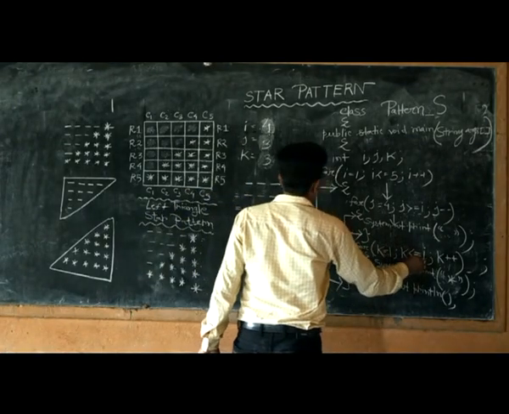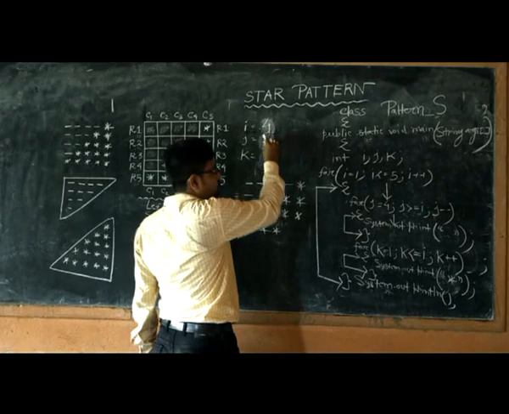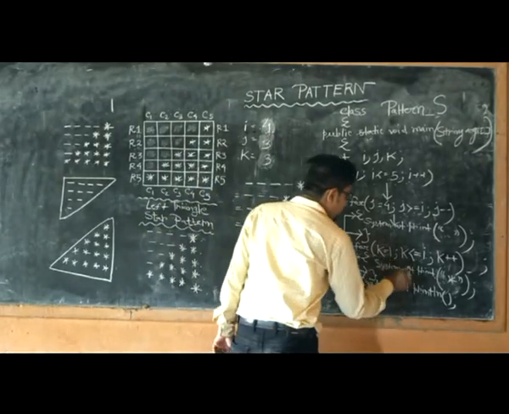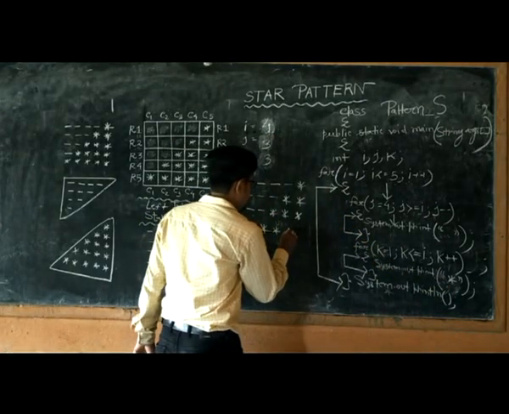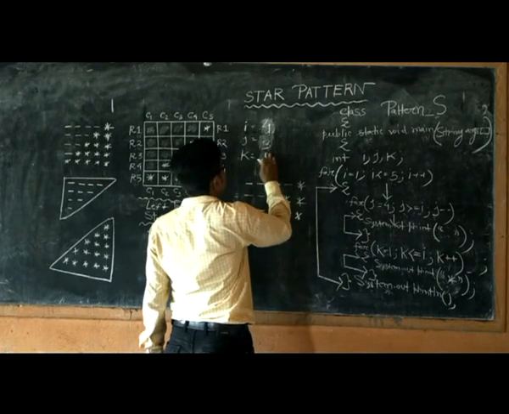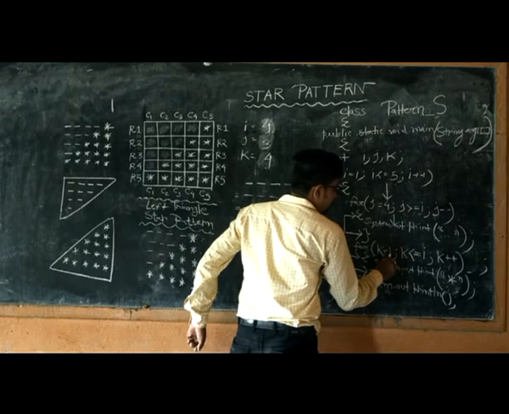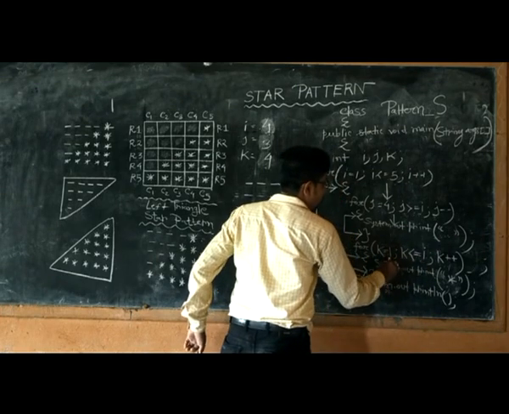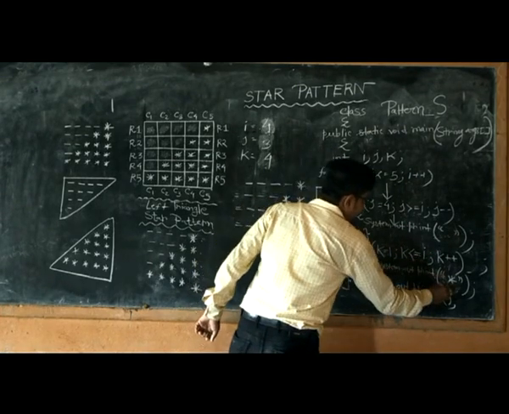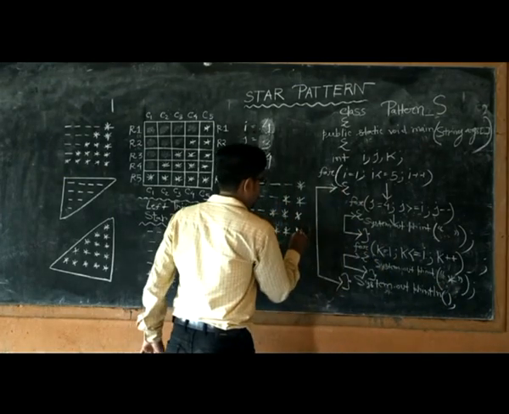3 less than equal to I value 4. Now condition true. Print one star. K plus plus. Now k value is 4. 4 less than equal to 4. Now k value is 4 and I value also 4. So 4 less than equal to 4. Condition true. Print one more star here.